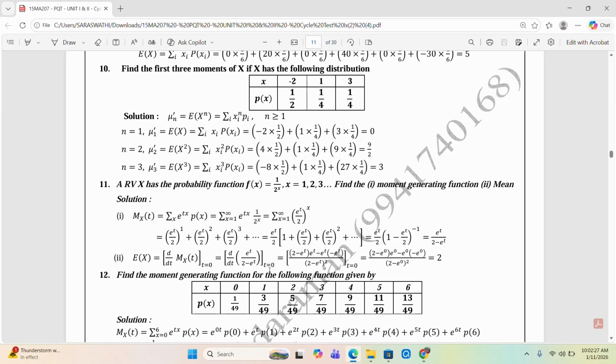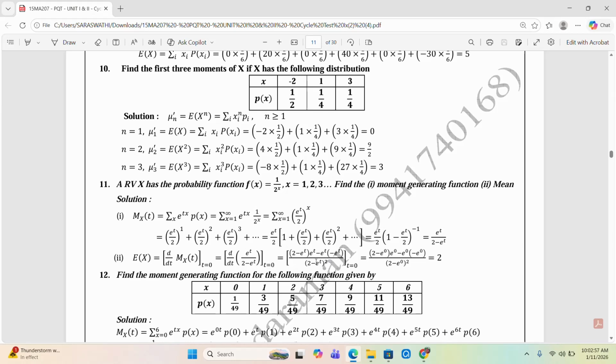So differentiation is with respect to t. Both the numerator and denominator have t, so we use the formula for u by v differentiation. The u by v differentiation is v into u dash minus u into v dash divided by v square. Here u is equal to e power t and v is equal to 2 minus e power t.